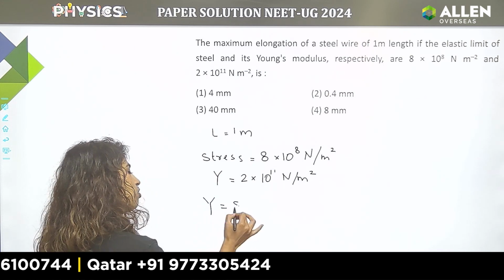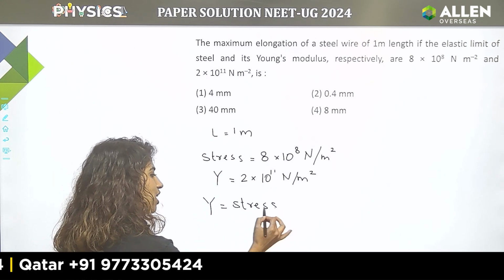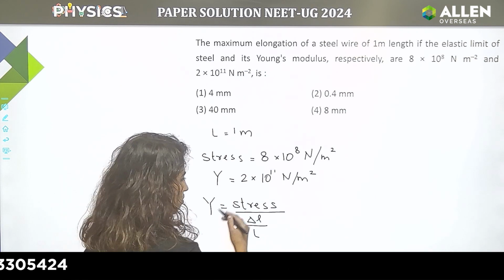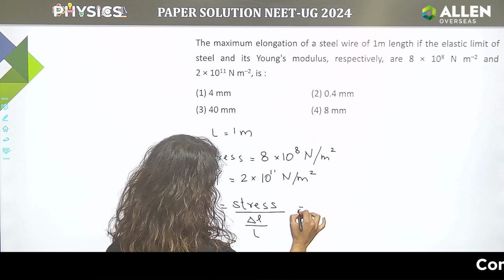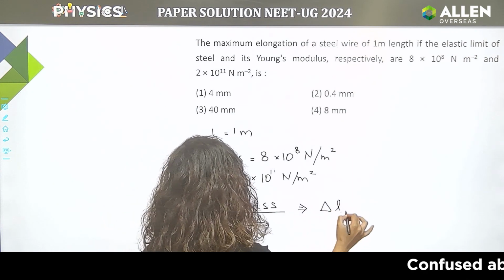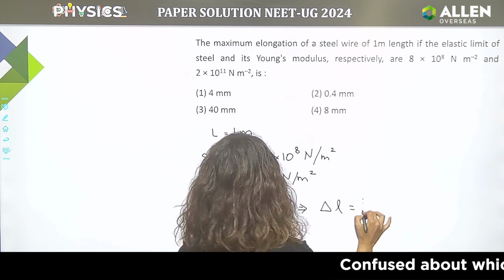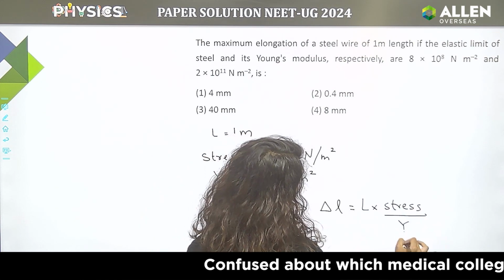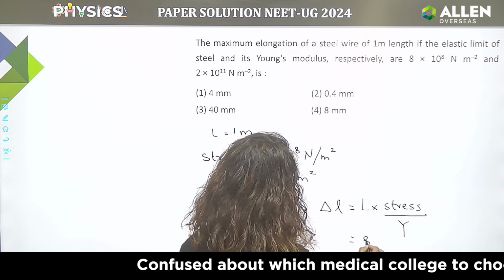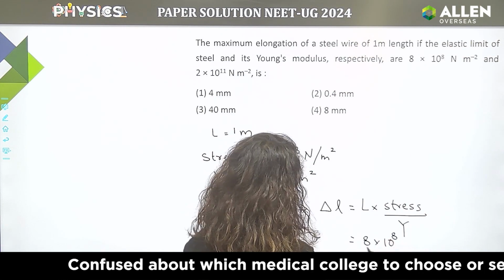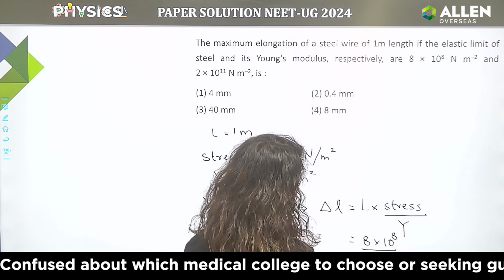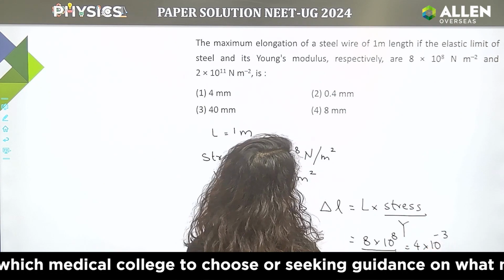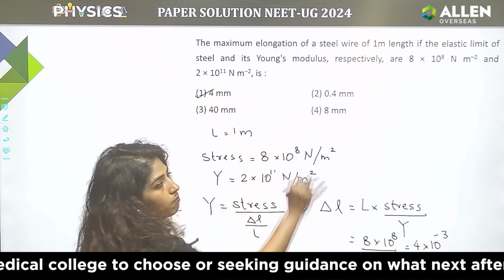Formula is Y is equal to stress upon strain. Strain can be written as delta L upon L. So from here you will get the formula delta L, elongation, is equal to length into stress upon Y. So by just substituting the value, stress 8 into 10 raised to 8 upon 2 into 10 raised to 11, making it 4 into 10 raised to minus 3. So answer is 4. Okay.